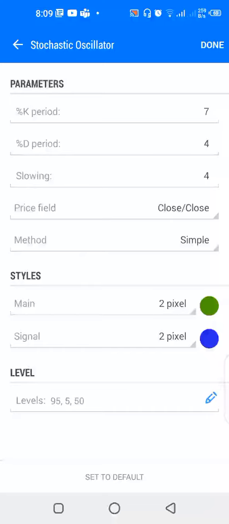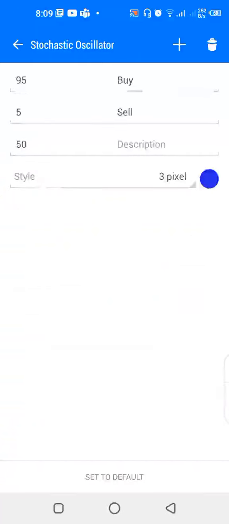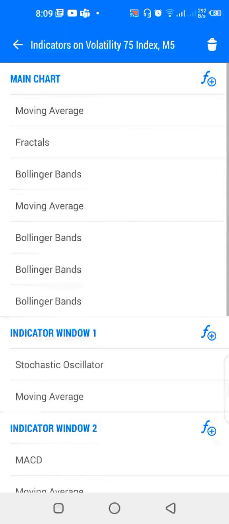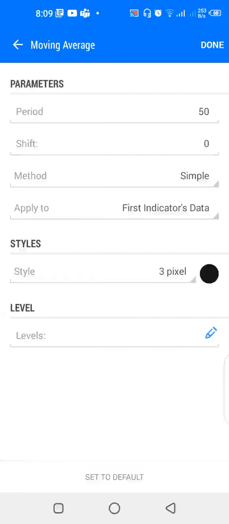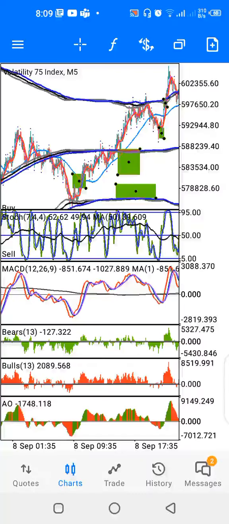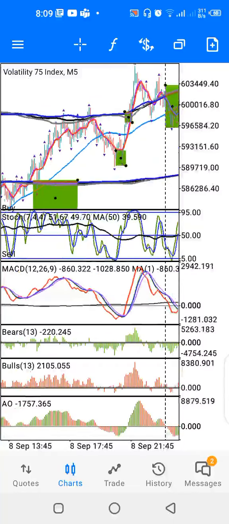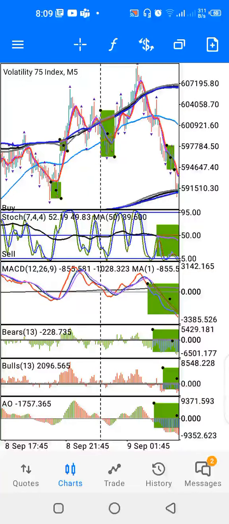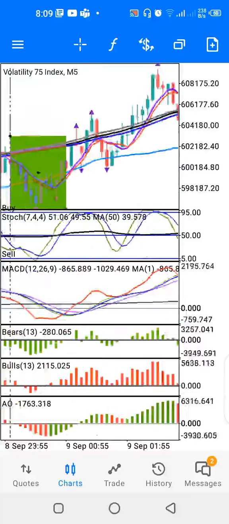The main style is green. The signal style is blue. And then I have levels 95, 5, and then 50. The color is blue. That's for the stochastic oscillator. And then I have a moving average. Period is 50. Shift is 0. Method is simple. Apply to first indicator data. Color is black. So how can you use the indicators on indicator window one to make your trades?